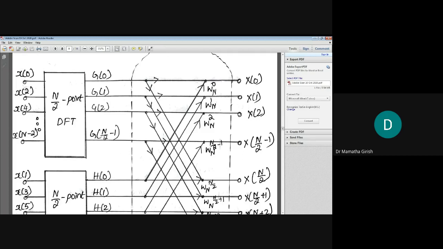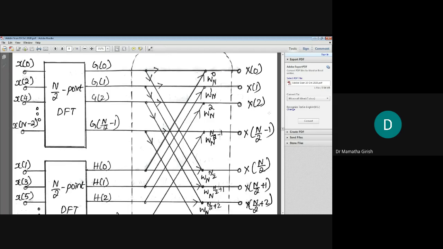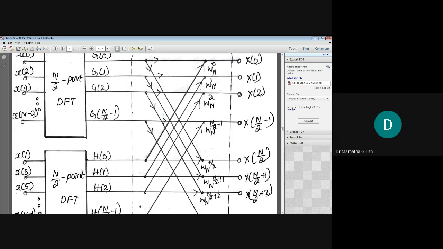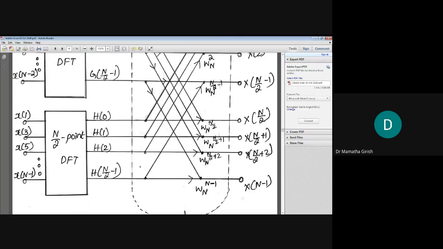Similarly, what is X of 1? G of 1 plus W_N to the power of 1 multiplied by what term? H of 1. What is X of 2? X of 2 is G of 2 plus W_N to the power of 2 multiplied by what? H of 2. Similarly, we are going to get all the values starting from X of 0 till where? X of N minus 1.